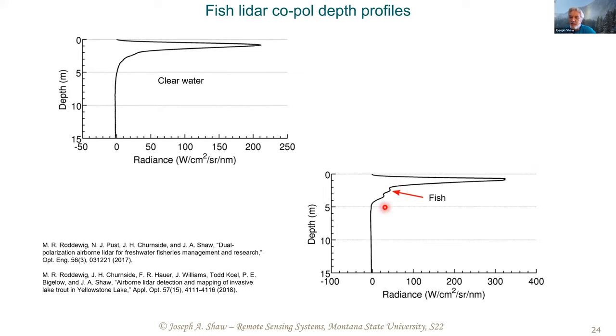Now, I wish I had it, but I don't think I have a plot here. If you take the logarithm of these plots, you get a straight line. So this turns into a straight line. The slope of that straight line gives you the extinction coefficient in the water. And then when you see wiggles on that straight line, you know that you have something in the water. It might be a fish or it might be something else.